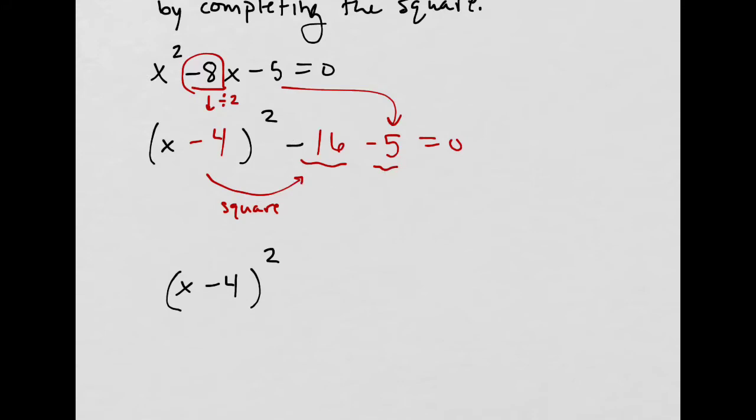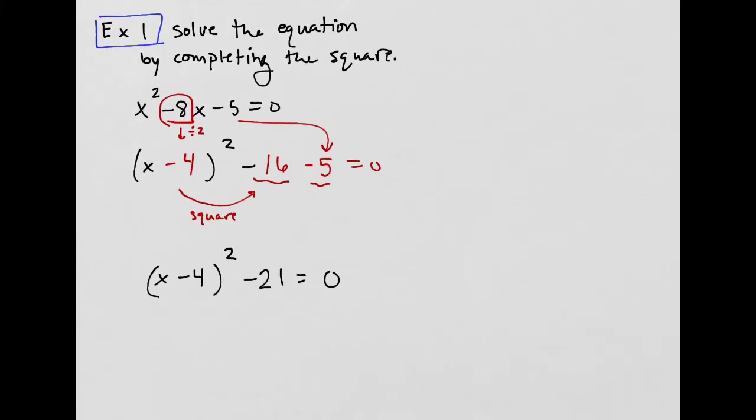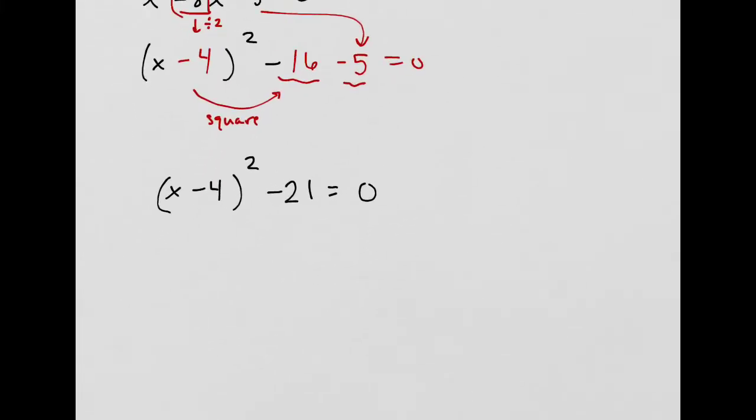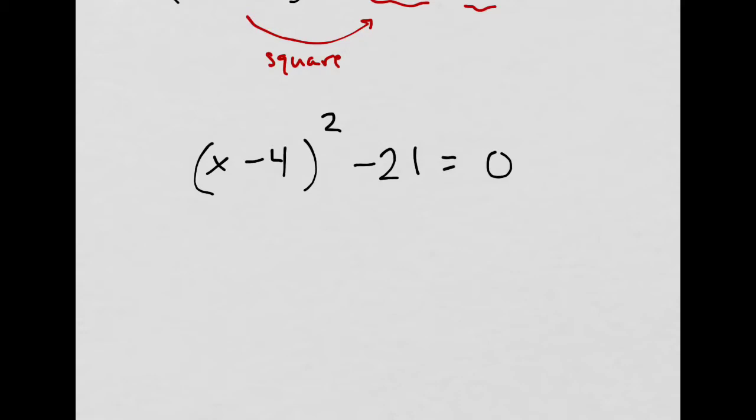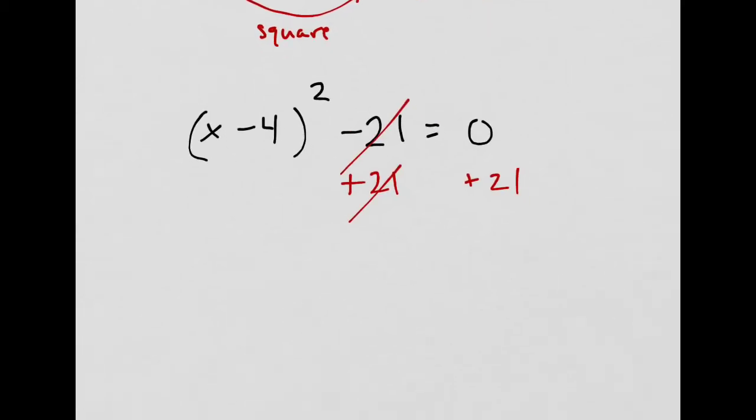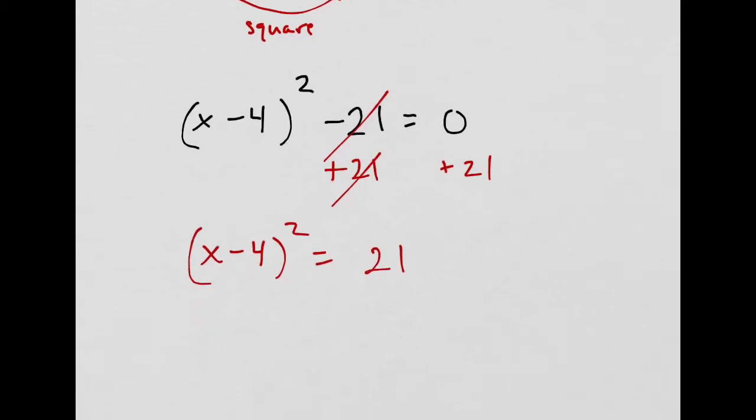Negative 16 and negative 5 make negative 21. And that equals 0. And it says solve, so that means we need to keep going. And we know how to do this. Plus 21, plus 21. This is easy. x minus 4 quantity squared equals 21.